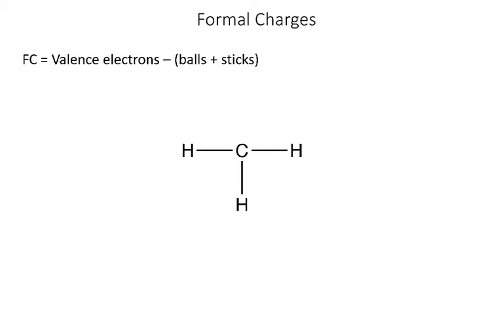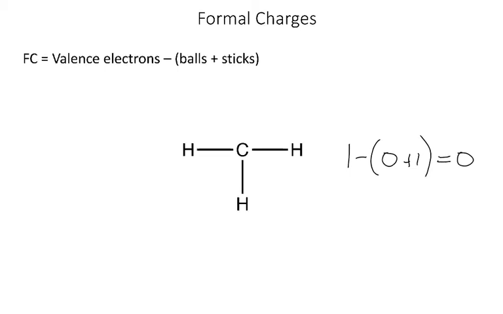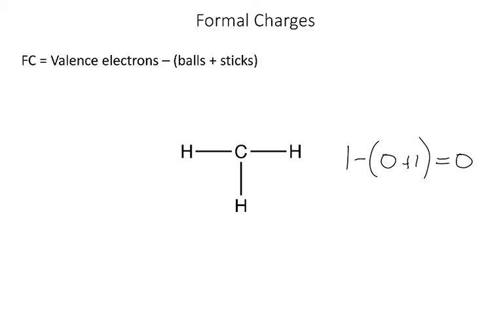Okay, another example. So if we look at the hydrogens, hydrogen has 1 valence electron, minus no balls, 1 stick, 1 minus 1. So the formal charge on hydrogen is 0. And in general, when you see a hydrogen with 1 bond, which is pretty much always the case, we know they're going to have formal charges of 0.